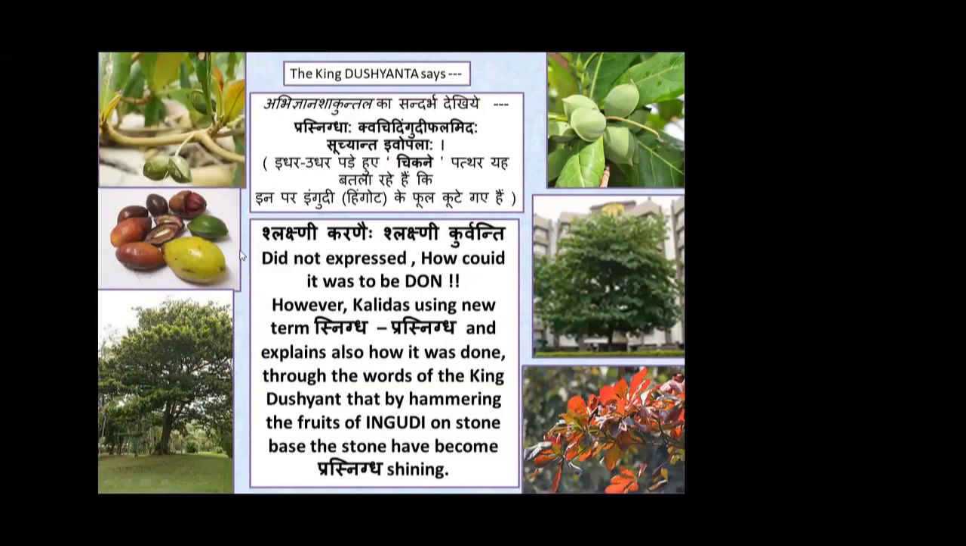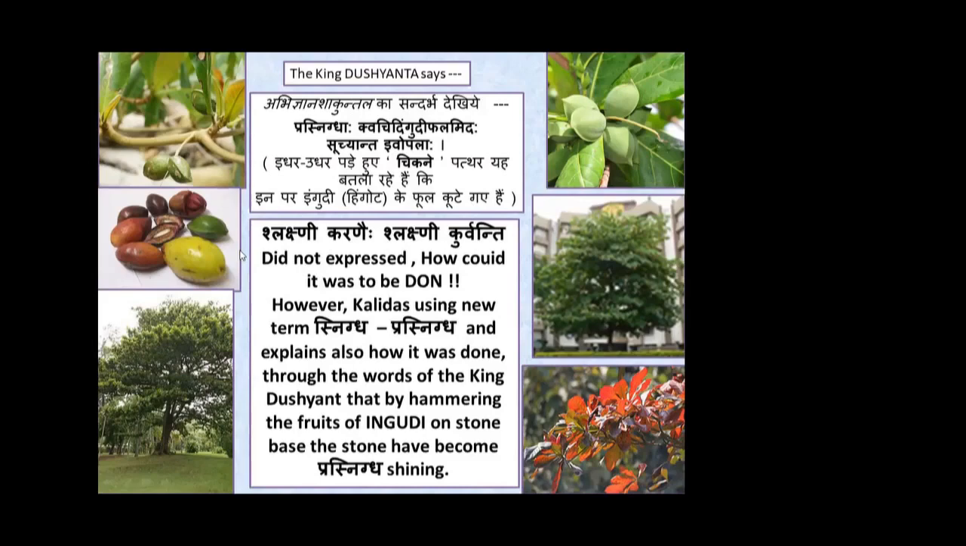So now I am more interested in interpreting this. King Dushyant is approaching the ashram to converse, and he mentions that you see the ingudi fruits are hammered, and due to hammering on those, whatever the oil is coming out, and whatever the hammering is, just pressing, these stones become prasnigdha, and especially snigdha. So here snigdha is very important.